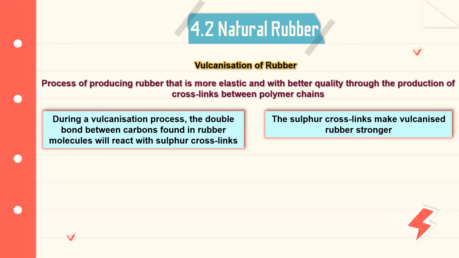So how to make it a good boy? We vulcanize that rubber. Okay, we make it even better. During vulcanization, it will form sulfur crosslinks, and these sulfur crosslinks make vulcanized rubber even stronger.